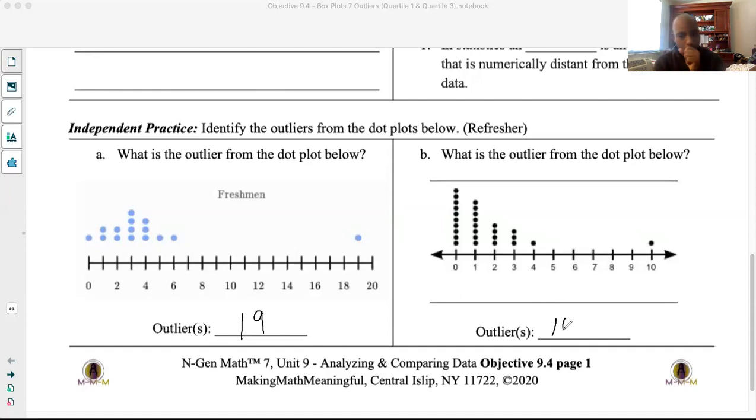Okay, now this is observation. This is not factual, right? This is not like we've calculated the outlier. This is by looking at it and observing, saying, okay, based on observation, it looks like the outlier is 19. It looks like the outlier is 10. Now, I want to tell you something that's very, very important.